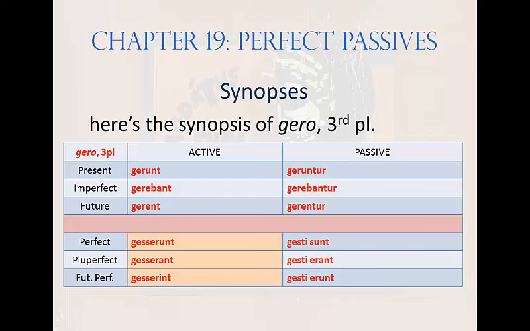In the perfect active, gesserunt, gesserant, gesserint. And in the perfect passive, gesti or gestae or gesta. Any gender can be used as long as the participle is plural. Gesti sunt, gesti erant, gesti erunt.